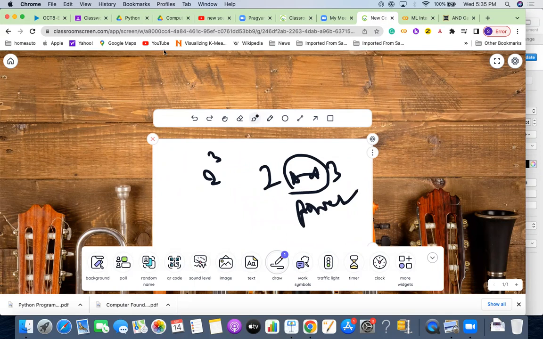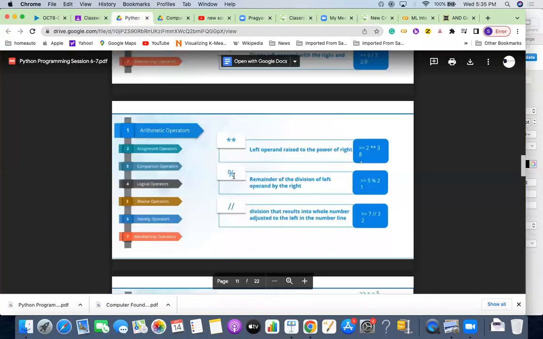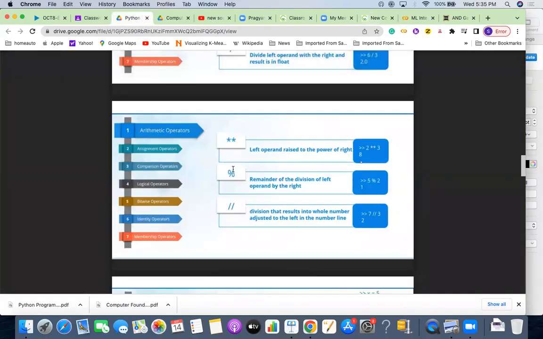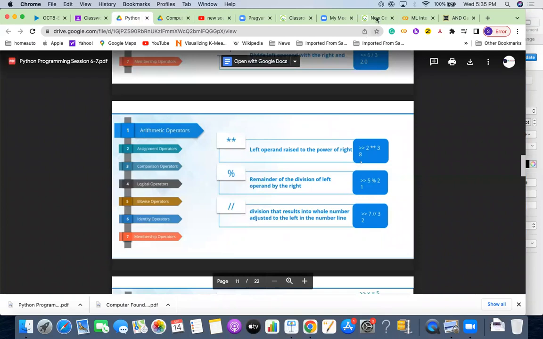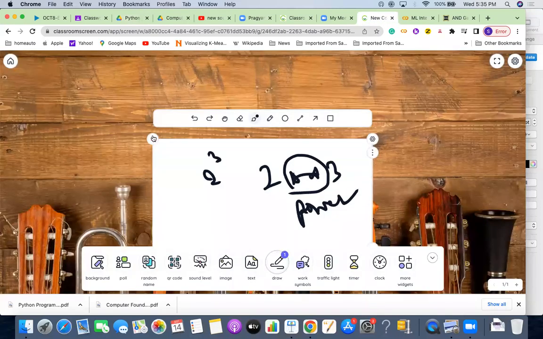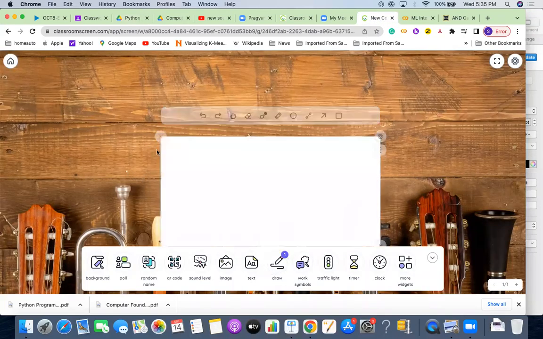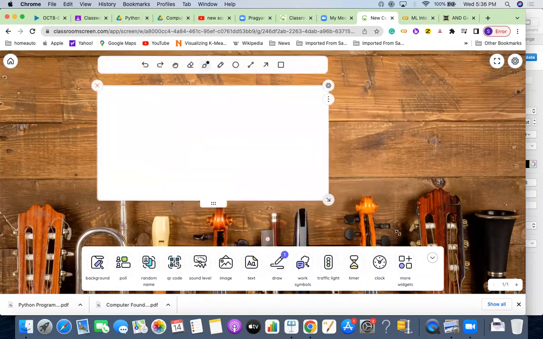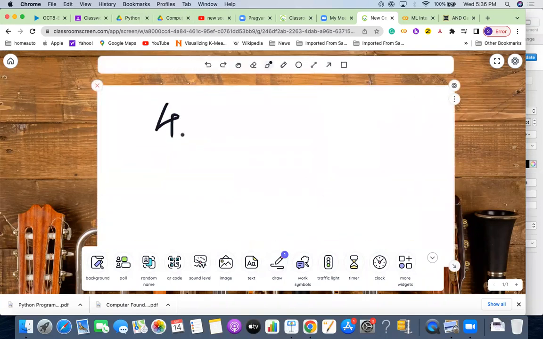So fine, then what is the percent? This is called a modulus. So what is the modulus? If you don't know the modulus, let me explain. If it is 4 divided by 3, what is the result? There is 1 and there is a remainder of 1, correct? Or 1 by 3 we can do. Yes or no?